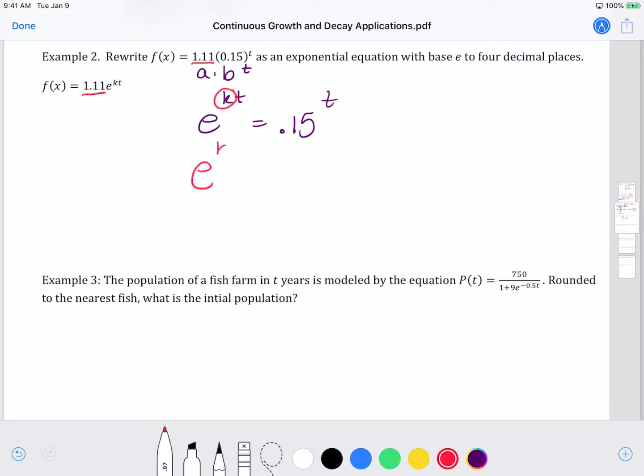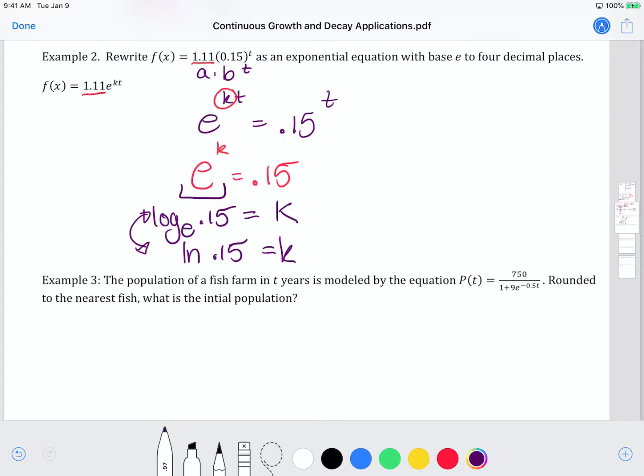So I've got to figure out what k would be so that e to the k is 0.15. In order to do this, I'm solving for something in the exponent. This is an exponential equation. I'm solving for k in the exponent. And when I do that, what I need to do is isolate my exponential and then put it in log form. So my base is e, so I'm going to use natural log. Log base e of 0.15 is equal to my exponent, which is k. And then if I want to write it with ln, because it's natural log, I can. These are the same. Log base e is the same as natural log.